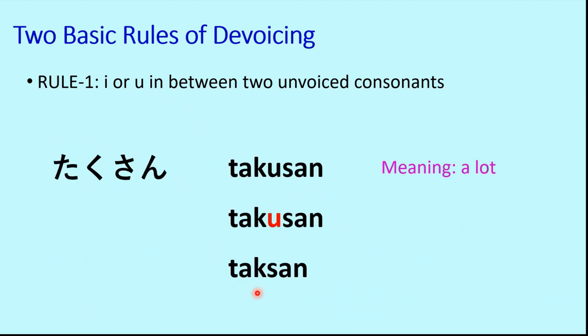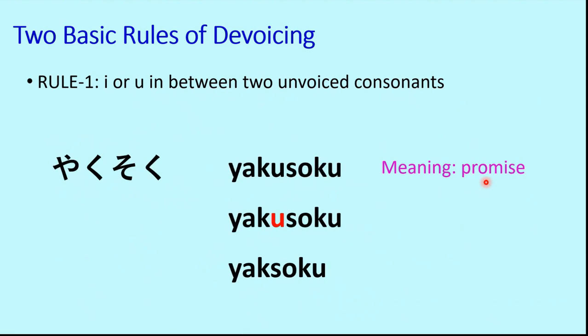Next example is takusan. It becomes taksan because again k and s are two unvoiced consonants and u appears in between them. Takusan means a lot. Next is yakusoku. Yakusoku means promise, and here again k and s appear with a u in between them, so u gets devoiced. Yaksoku.